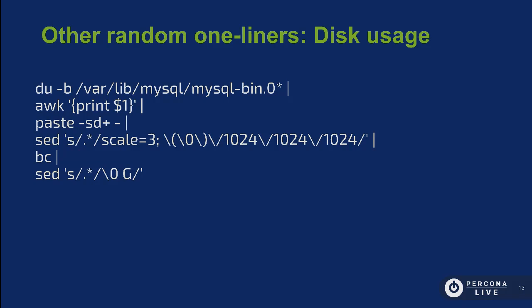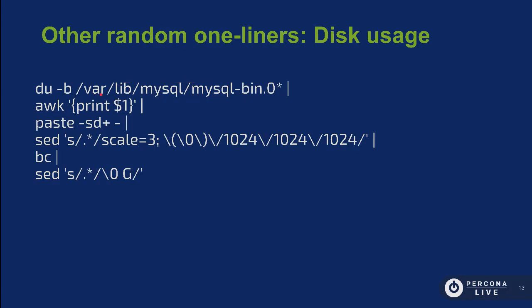Now I want to go into some of the other hopefully useful one-liners that you might get some value out of. And how are we doing on time? Let's say I wanted to look at my disk usage on a particular box. I'll use as an example that I want to see how big my bin logs are. I can use du for looking at disk usage in bytes for a given set of files.